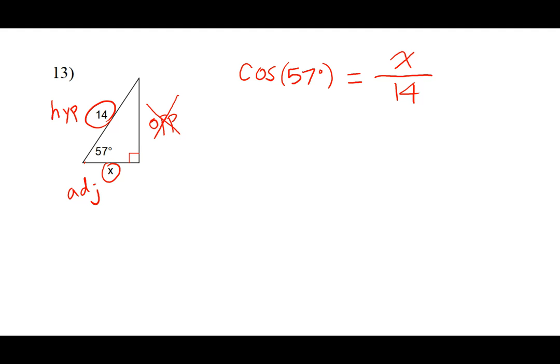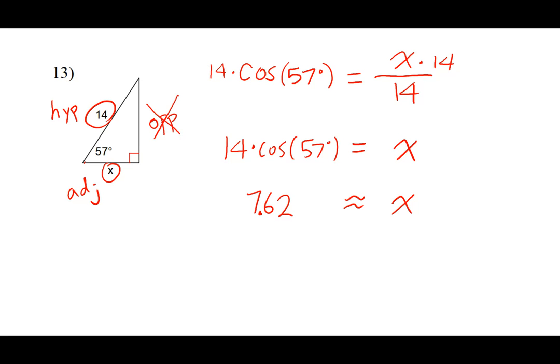So after that, it's just algebra. So get rid of the fraction, times by 14. So the fraction's gone. But oh, well, that's it. There's an x by itself. So I thought we were gonna divide by cosine of 57, but no, we have the x by itself. So just multiply 14 times cosine of 57 in the calculator, and you get 7.62.